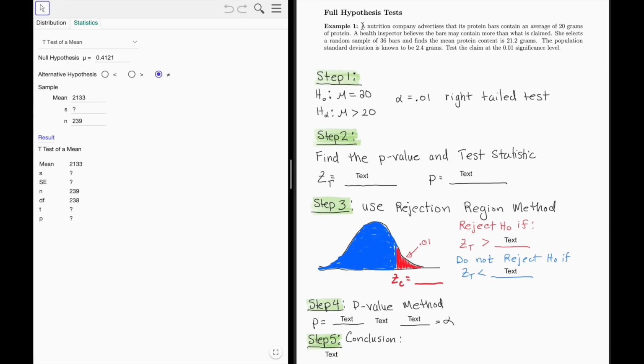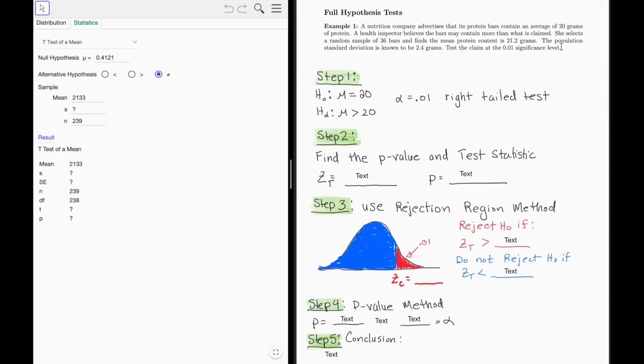So, in example 1, we have a nutrition company that advertises that its protein bars contain an average of 20 grams of protein. A health inspector believes the bars may contain more than what is claimed. She selects a random sample of 36 bars and finds the mean protein content is 21.2 grams. The population standard deviation is known to be 2.4 grams. We're going to test the claim at the 0.01 significance level.